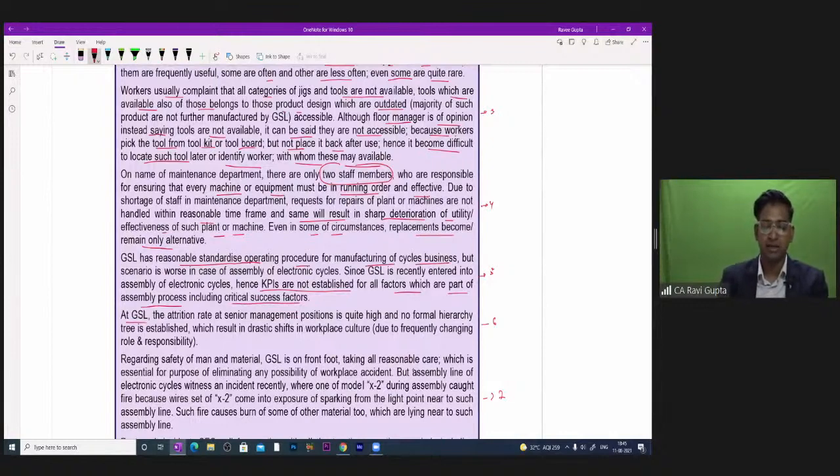At GSL, the attrition rate at senior management positions is quite high, and no formal hierarchy tree is established, which results in drastic shifts in workplace culture due to frequently changing roles and responsibilities.